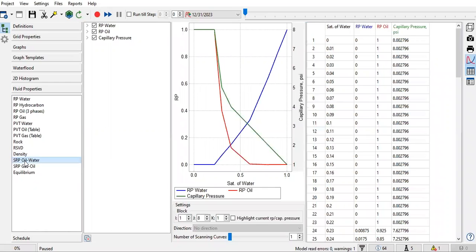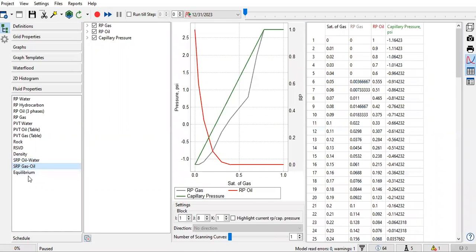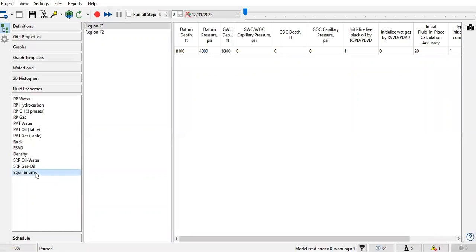Okay, again, relative permeability for oil water system, gas oil system, and this is for the equilibrium. Later we check it in the solution section.